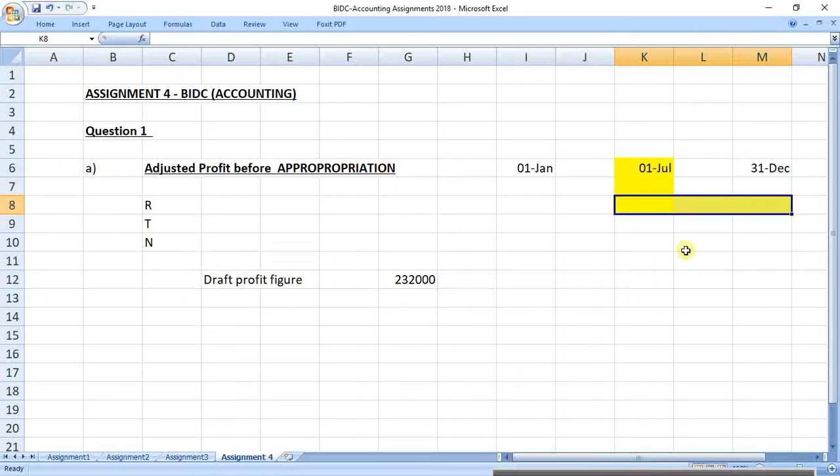Is it including December? Yes, 31st December. I count 6: July, August, September, October, November, December. 6 months.